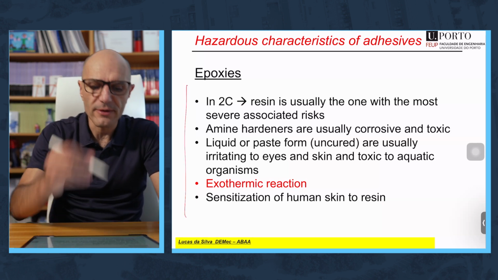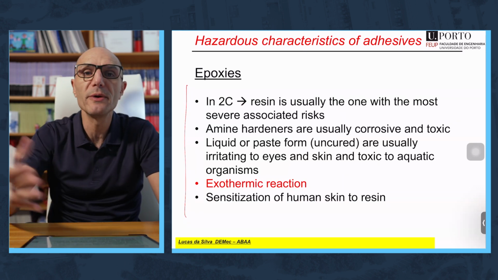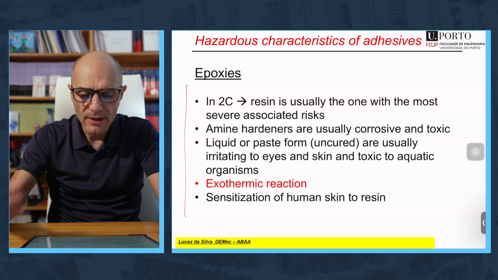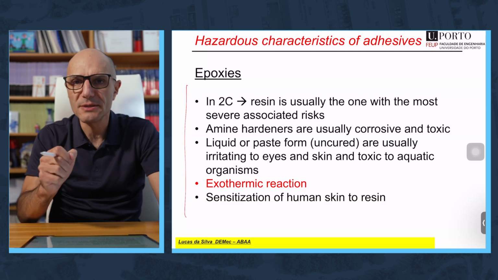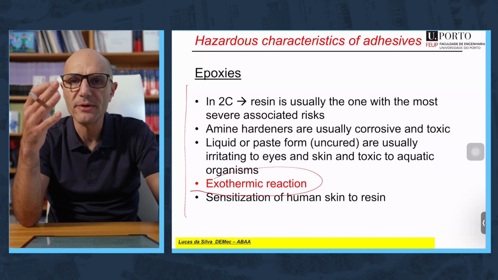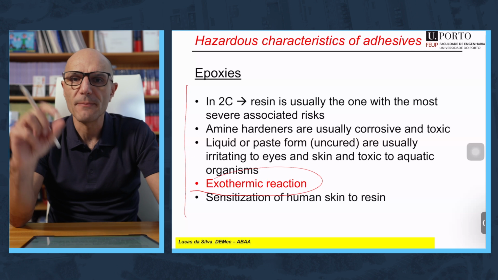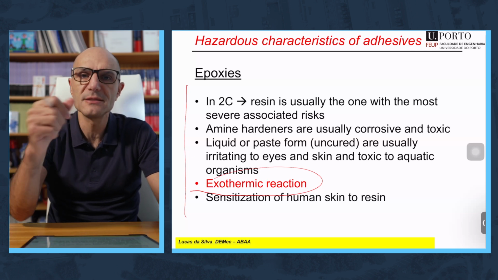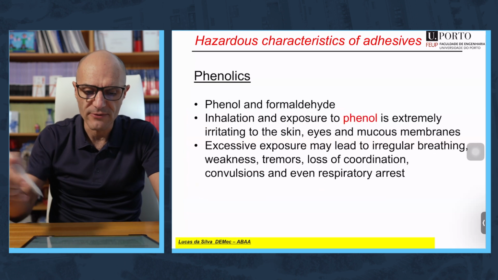So you have for each family the main risks associated. I'm not going to go through them in detail. All of them, it's quite easy to understand. I will just talk about the most important point. And for epoxies, it's the exothermic reaction. That means during cure, you have an increase in temperature. And if you use too thick bond lines, this might cause the burning even of the adhesive.